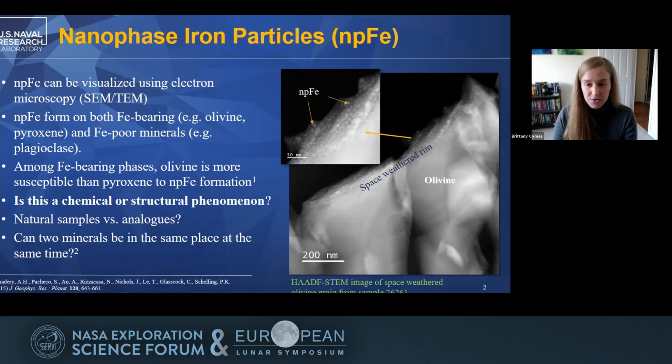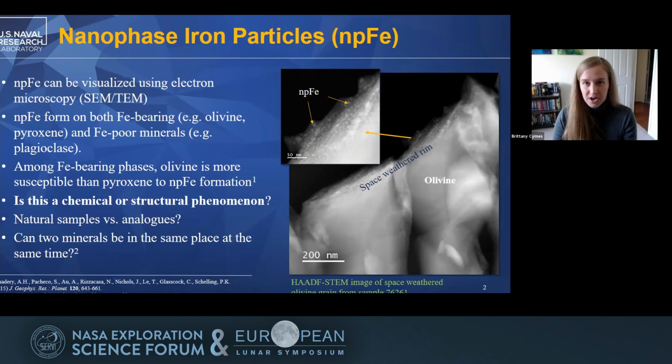To give you an idea of what nanophase iron particles look like in the TEM, to the right here is a dark field image of an olivine grain acquired on our STEM instrument. And at the edge of this grain, you can see a space weathered rim. And upon close inspection of this rim, you can see it's full of nanophase iron particles.